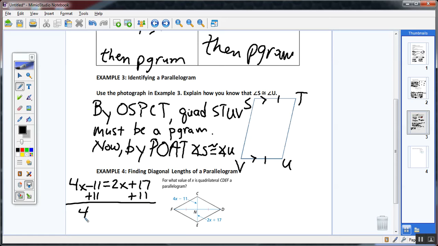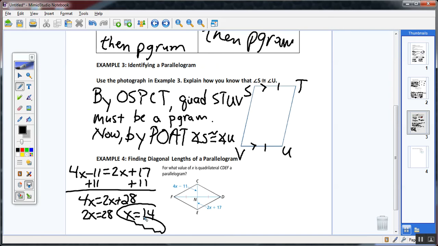I've got 4x equals 2x plus... and minus 2x. So what's my x value, kids? 2x equals... oh, okay, 14. X would have to be 14. Very good. There we go. X equals 14.